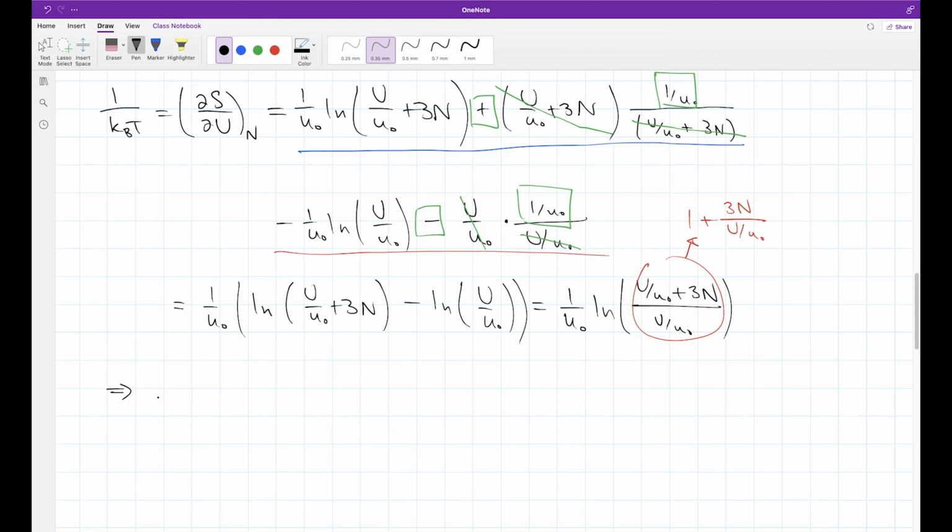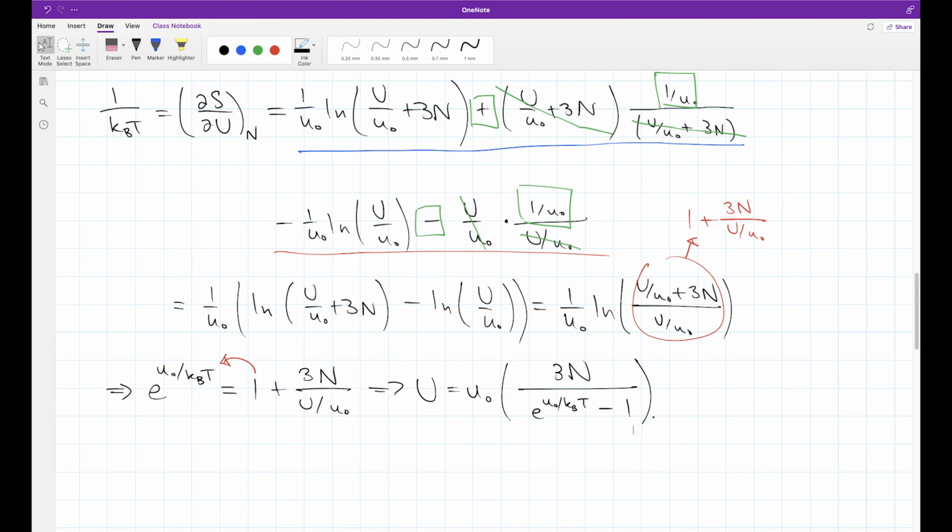Okay, let's go a couple of steps forward. So we'll get u naught over kBT. In fact, let me skip that step entirely. We're just going to multiply both sides by u naught. Then we'll exponentiate both sides. So we'll skip right to e to the u naught over kBT is equal to just the argument of the log. So 1 plus 3N over U. And now we're basically home free. We need to move this 1 to the other side and then cross multiply. And we finally get U is equal to u naught times 3N over e to the u naught over kBT minus 1.